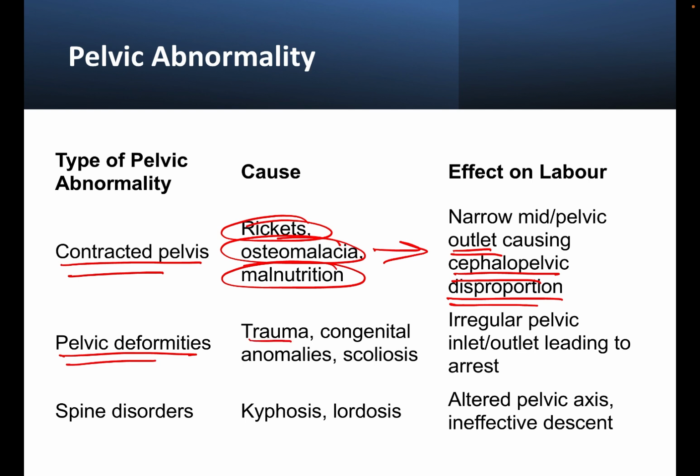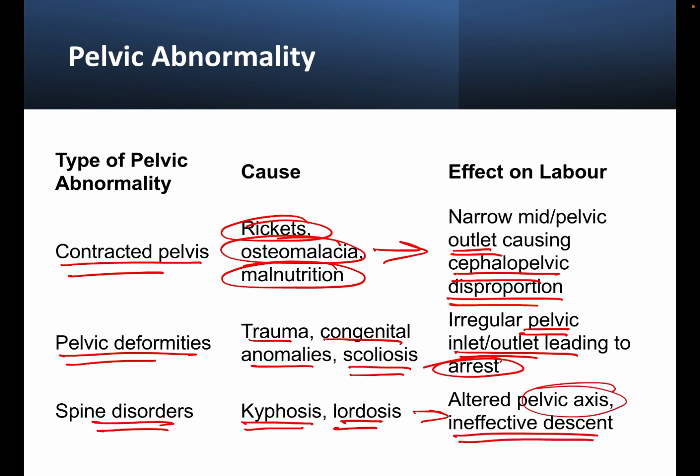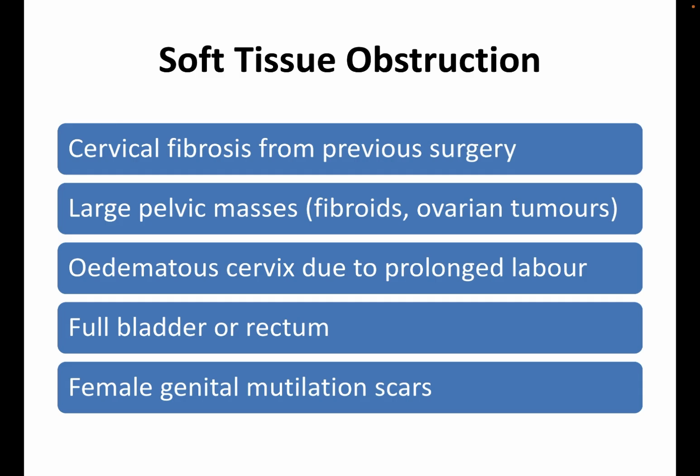Pelvic deformities like trauma, congenital anomalies, or scoliosis can result in irregular pelvic inlet or outlet leading to the arrest. Then spinal disorders like kyphosis or lordosis result in altered pelvic axis resulting in ineffective descent. So the soft tissue obstructions like cervical fibrosis from previous surgery, large pelvic masses like fibroids or ovarian tumors, edematous cervix due to prolonged labor, full bladder or rectum, or even female genital mutilation scars can result in obstruction.